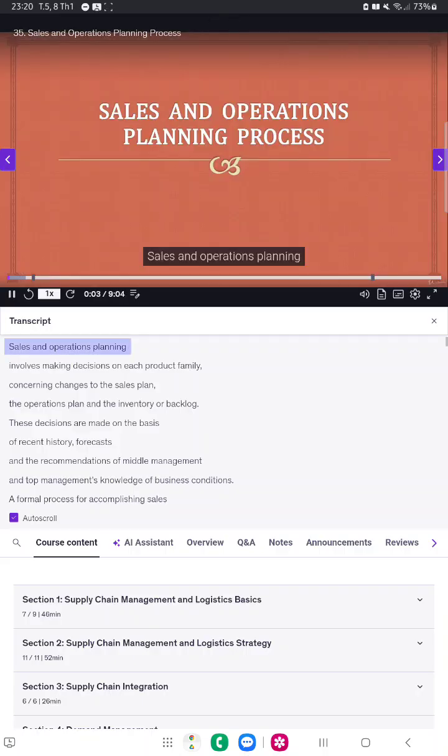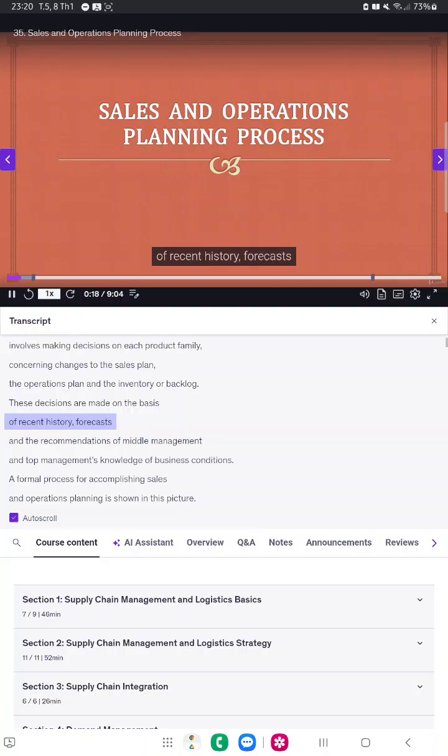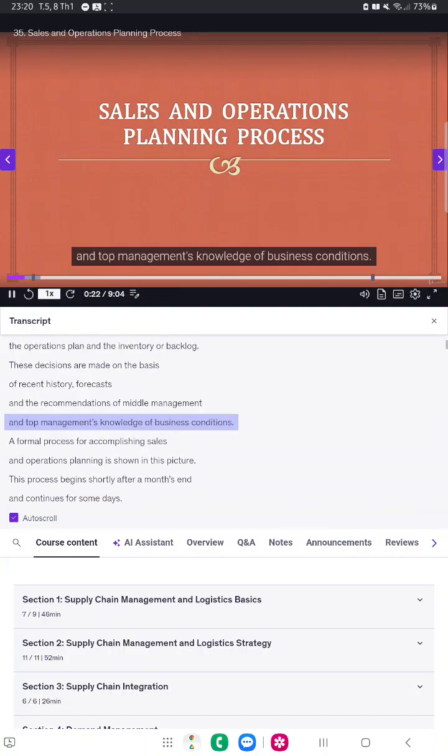Sales and operations planning involves making decisions on each product family concerning changes to the sales plan, the operations plan, and the inventory or backlog. These decisions are made on the basis of recent history, forecasts, and the recommendations of middle management and top management's knowledge of business conditions.